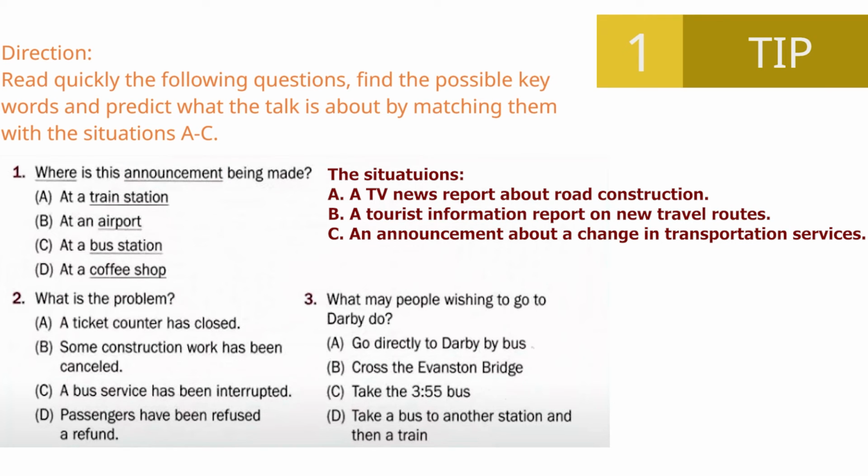What about the second one? The second question is, what is the problem? So the first possible keyword is what. What is asking for something, right? And also the problem. And look at all the options. All the options show a problem. First, a ticket counter has closed. The second, some construction work has been cancelled. Next, a bus service has been interrupted. And the last, passengers have been refused a refund.